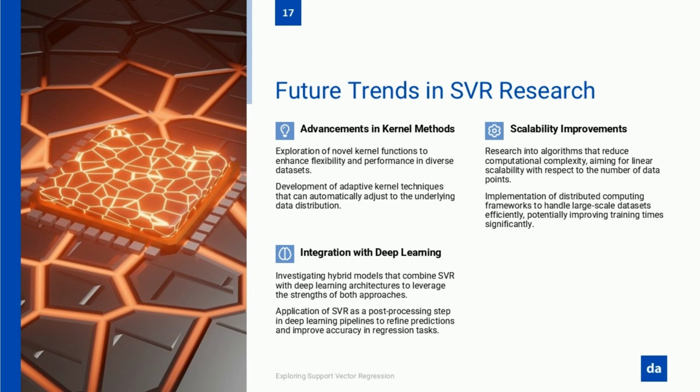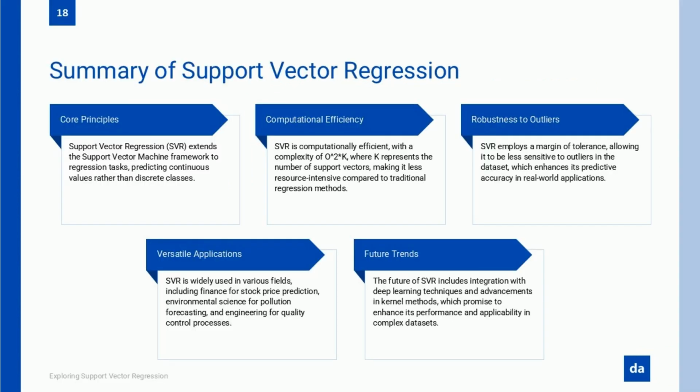But before we wrap up, let's summarize everything we've covered and reflect on the key takeaways from support vector regression. Support vector regression is more than just another machine learning algorithm. It is a powerful, flexible, and precise tool that extends the principles of support vector machines to regression tasks. Throughout this exploration, we have seen how SVR can handle high-dimensional data, nonlinear relationships, and outliers, making it an invaluable asset in real-world applications.